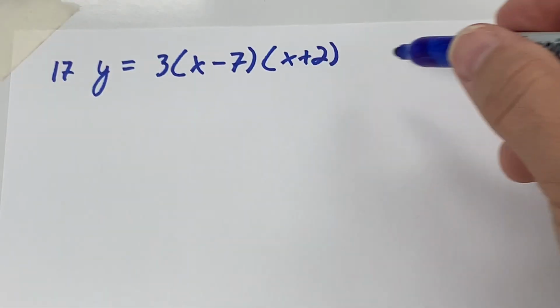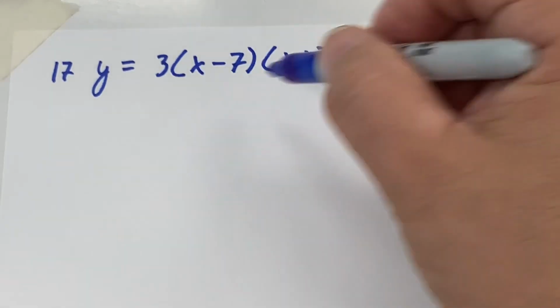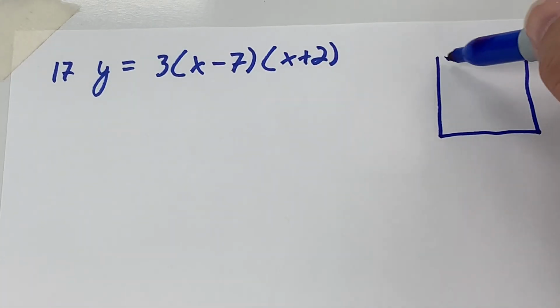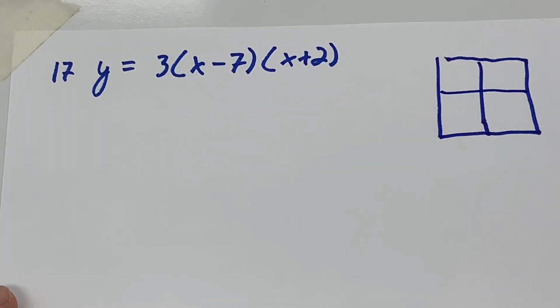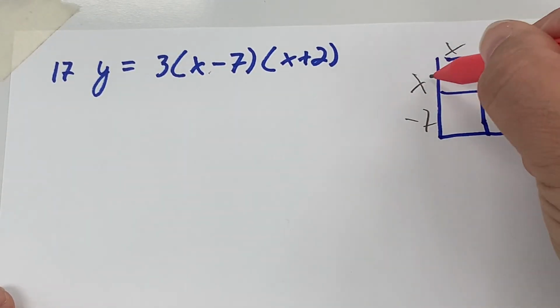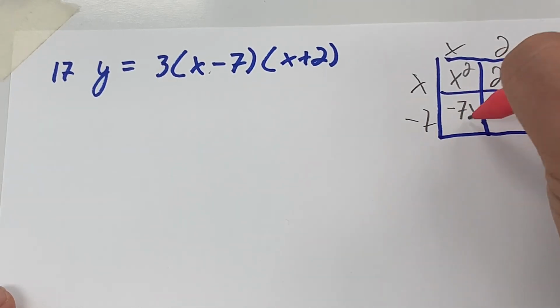All right, we're asked to write this in standard form. So what I'm going to do first is FOIL this out. Some people do FOIL, some people do a box method. If you're doing a box method, you set up a cute little box, a Punnett square, and you have x minus 7 and x plus 2. X times x is x squared. X times 2 is 2x. Negative 7 times x is negative 7x. Negative 7 times 2 is negative 14.